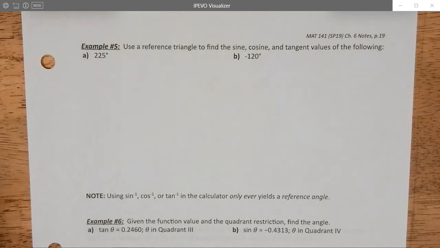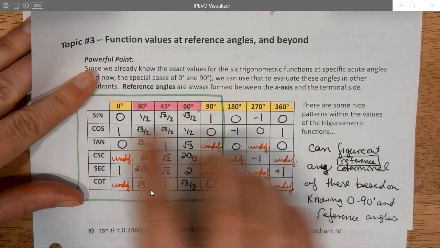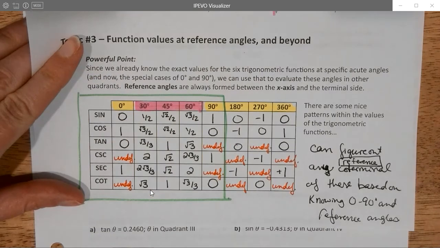In example 5, we're going to use some reference triangles to find sine, cosine, and tangent of these following values. We are going to do this based off of reference angles that are in the special angle category, the 0, 30, 45, 60, 90, etc. So I'm going to keep this table handy. You're going to need it.